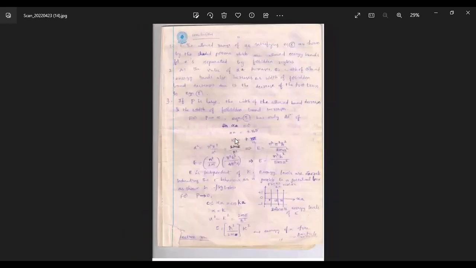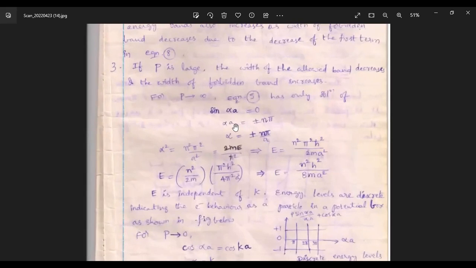What is that? Sin alpha A is equal to 0. If P tends to infinity, then sin alpha A can be 0. Alpha A is equal to plus or minus n pi. What values of alpha make this sine zero? Plus or minus n pi. Alpha is equal to plus or minus n pi by A. Alpha square is equal to n square pi square by A square.